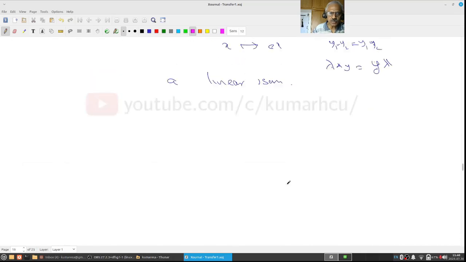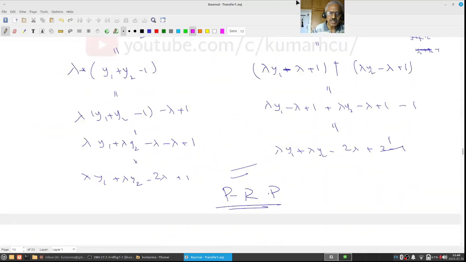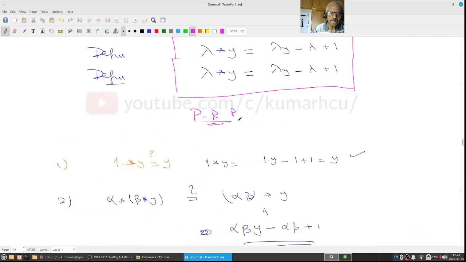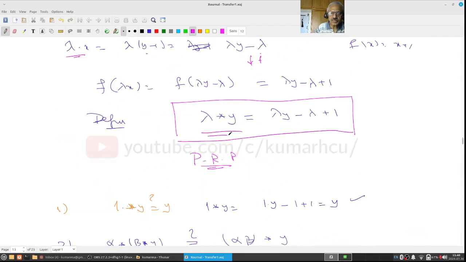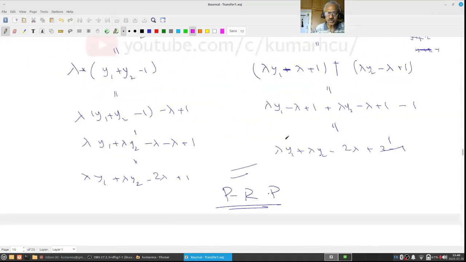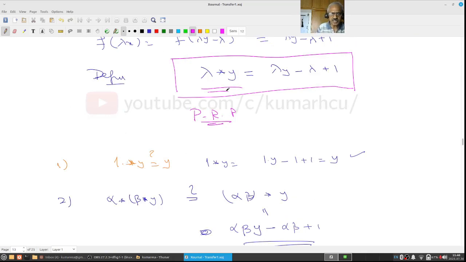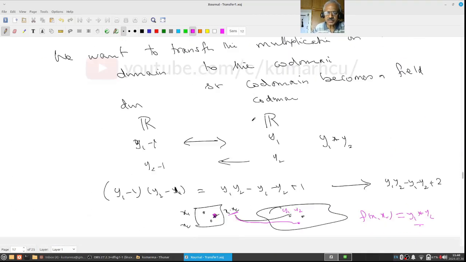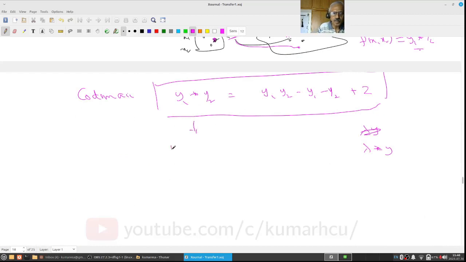Usually I do use a different notebook, but I am trying to use the same notebook. Let us see that. You see that lambda star of y, think of this as lambda y, is y1 y2 minus y1 plus 1, and here it is different. So even though I used the same star notation, this is for scalar multiplication, whereas this is multiplication of two elements on the codomain.